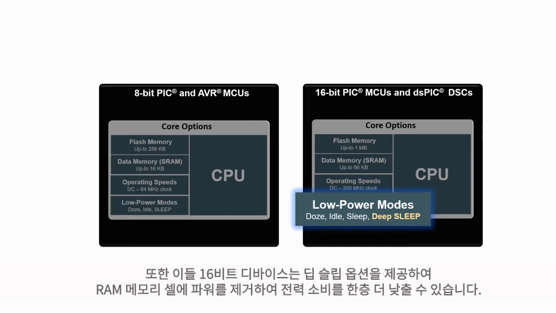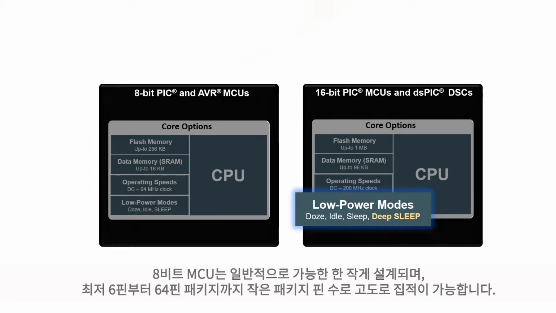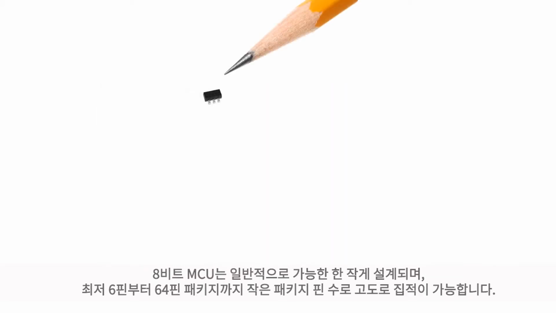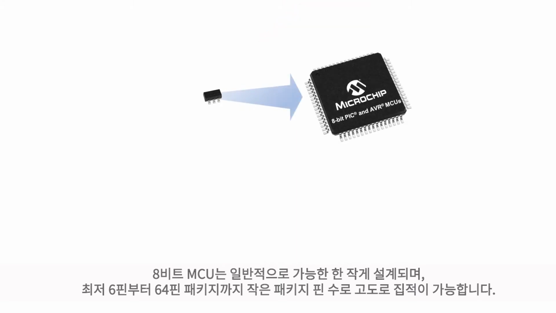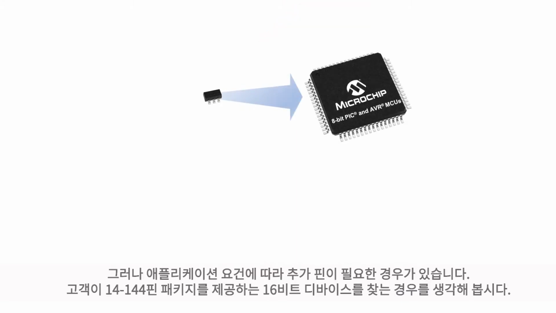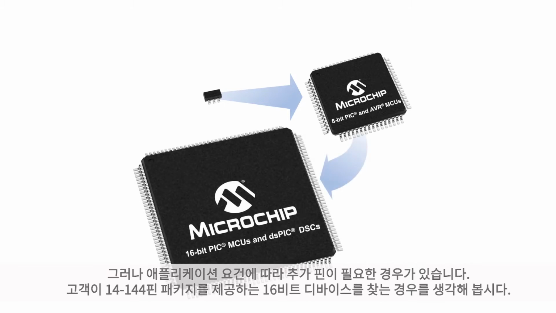8-bit microcontrollers are typically designed to be as small as possible while heavily integrating capabilities with package pin counts ranging from as few as 6 pins to packages with 64 pins. However, there are instances where the application requirements demand additional pins. In this instance, customers may wish to explore 16-bit devices which offer packages starting at 14 pins up to 144 pins.